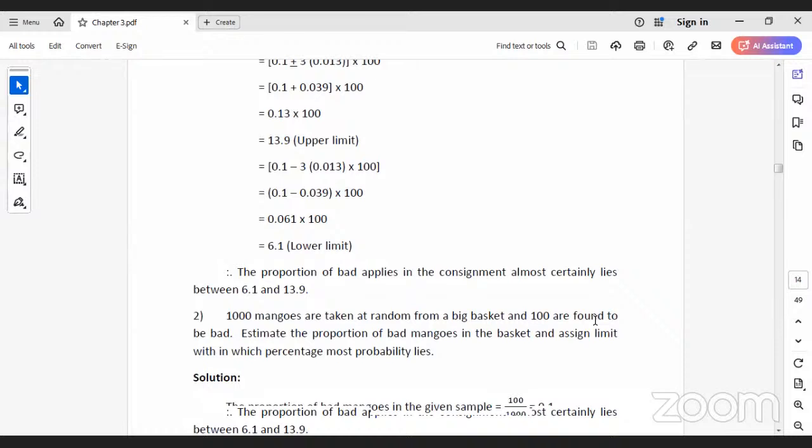Yes, sir. So in the first question, 500 apples we purchased, but 50 apples were found to be bad. So in this question, what is the question? Anybody can you read? 1,000 mangoes are taken at random from a big basket, and 100 are found to be bad. Estimate the proportion of bad mangoes in the basket and assign limits within which percentage most probably lies. Okay. Right. So what did you understand by reading this problem?